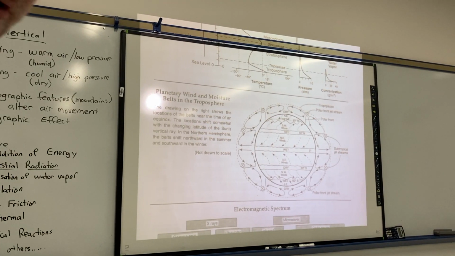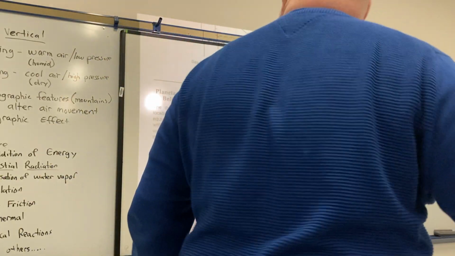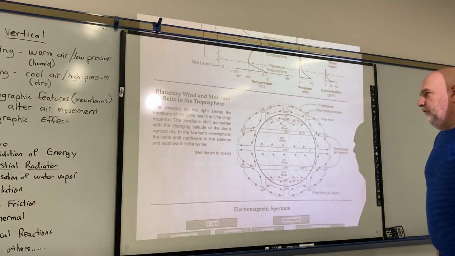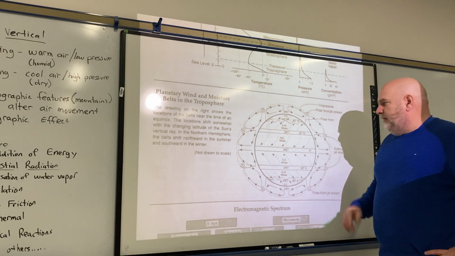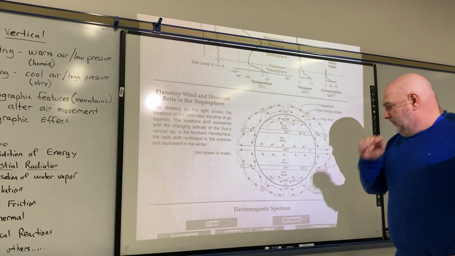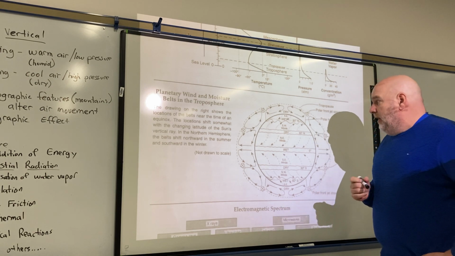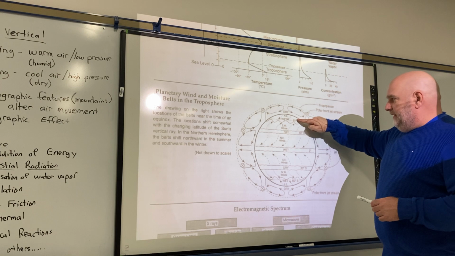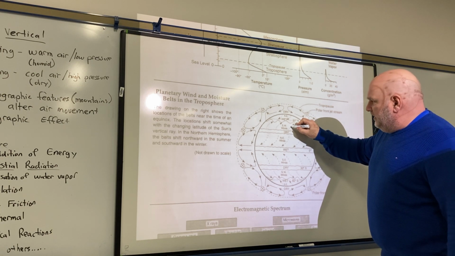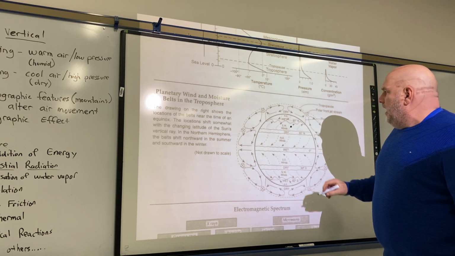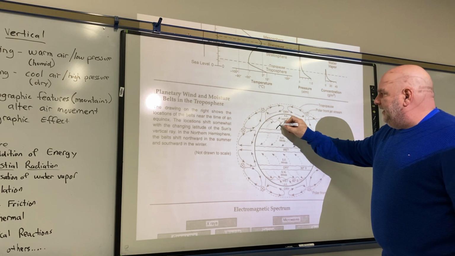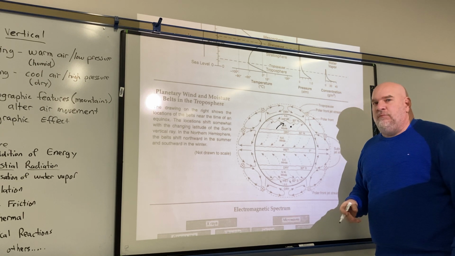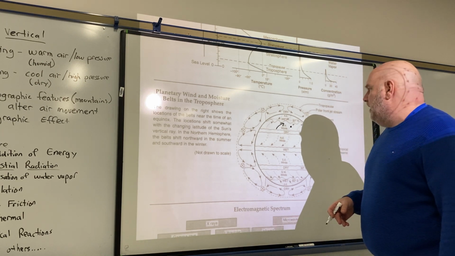So this chart here is on page 14 of your reference tables. Planetary wind and moisture belts in the troposphere. So this shows you the direction of the prevailing wind. So, for example, at our latitude, we're at about 42 degrees north latitude. There's 30, there's 60. So 42 would be right about there. So the winds normally come from the southwest. Those are southwest winds. Remember, you always describe the wind by direction it's coming from.